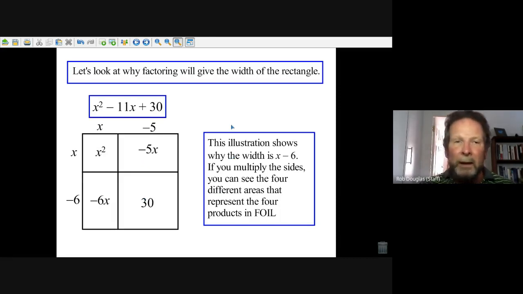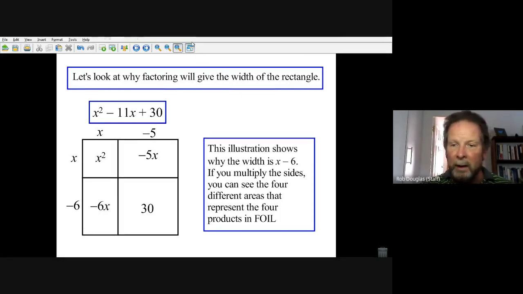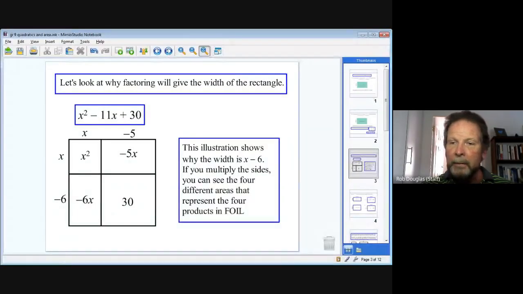Well, you can look at the notes real careful and just play the video as many times as you need, and that should work. So that's the end of this video. I'm going to stop.